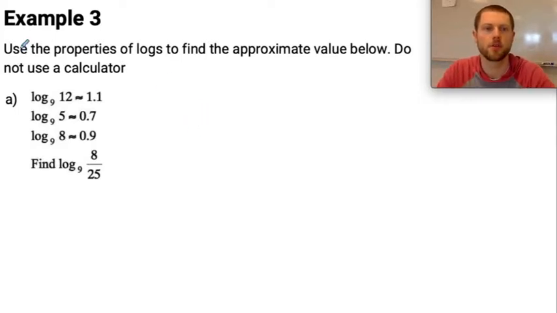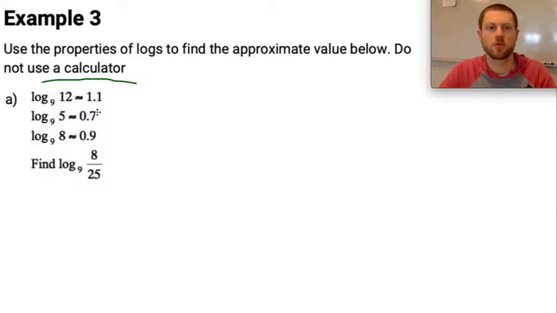In this last example, we want to use the properties of logs to find the approximate value below. We are not to use a calculator. And this is kind of a tricky problem because we're not given these nice logs that we can find the values easily. So that's why we're actually going to have to use these approximations to come up with another approximation without a calculator. And here's what I mean.